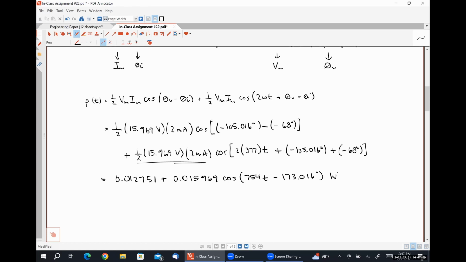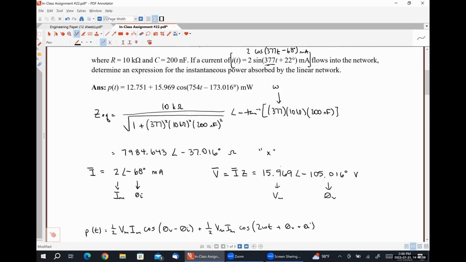degrees watts. And to get rid of some of these things, we can call this 12.751 plus 15.969 cosine 754t minus 173.016 degrees milliwatts, which is exactly the answer that we were expecting.